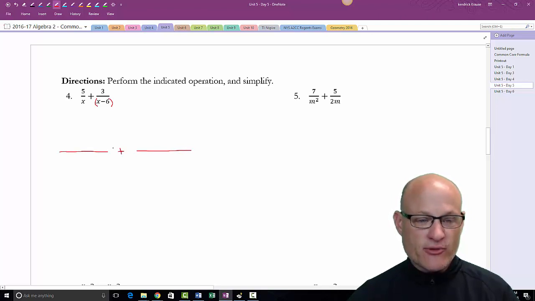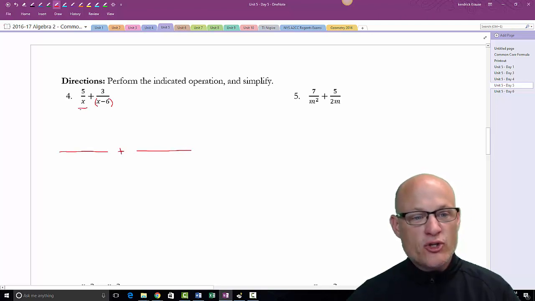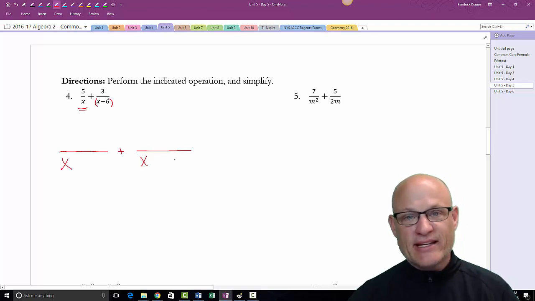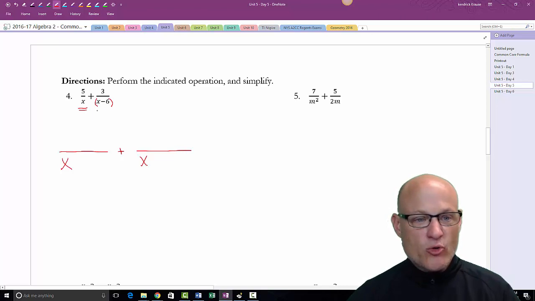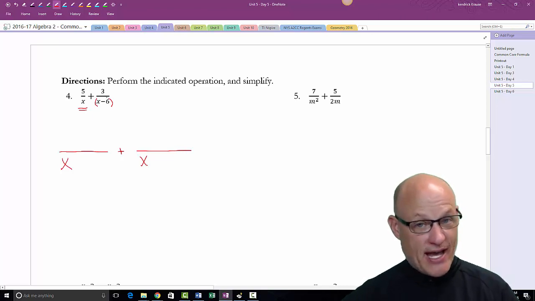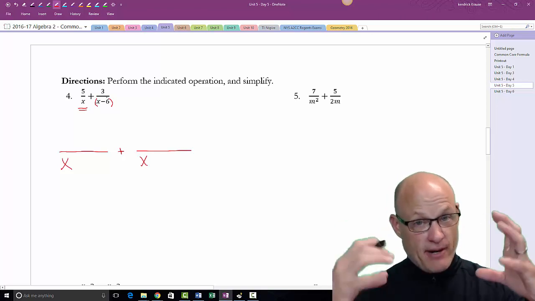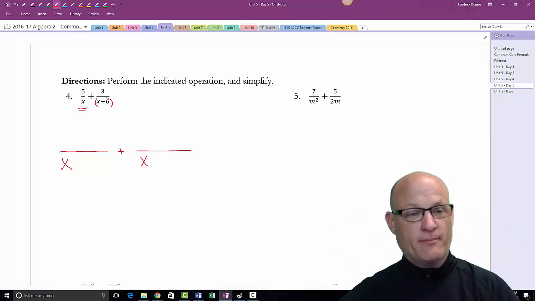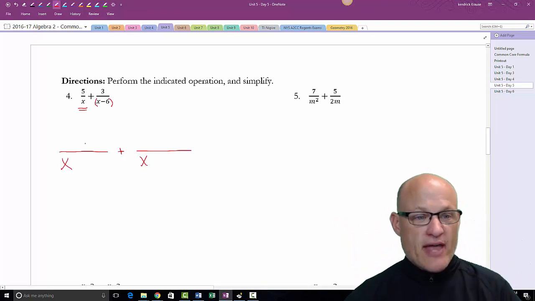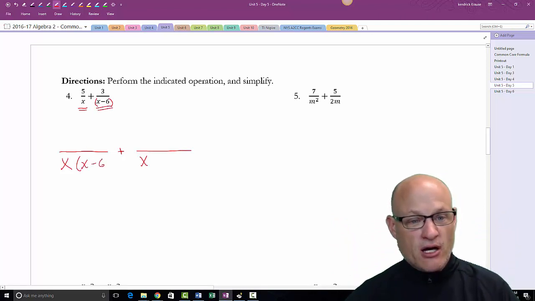Each factor needs to be represented. So I'm taking a look at this one. I say, oh, you have an x. An x needs to be represented in the common denominator. Oh, you have an x minus 6. It's not x minus 6, it's x minus 6. They're married. They're together. Put some rings around them. No divorce here. So that x minus 6 needs to be also a part of the common denominator. All right?